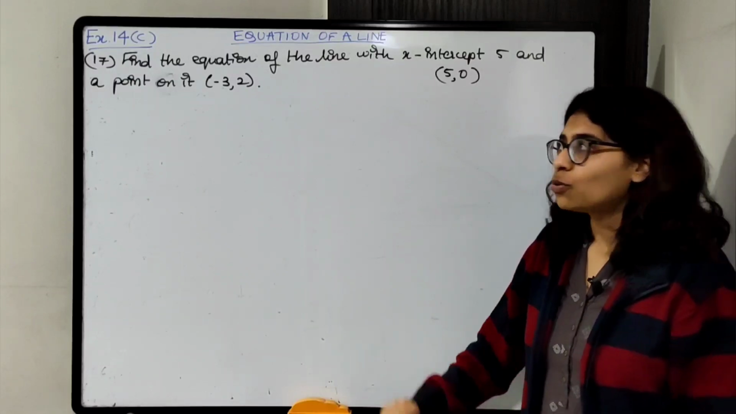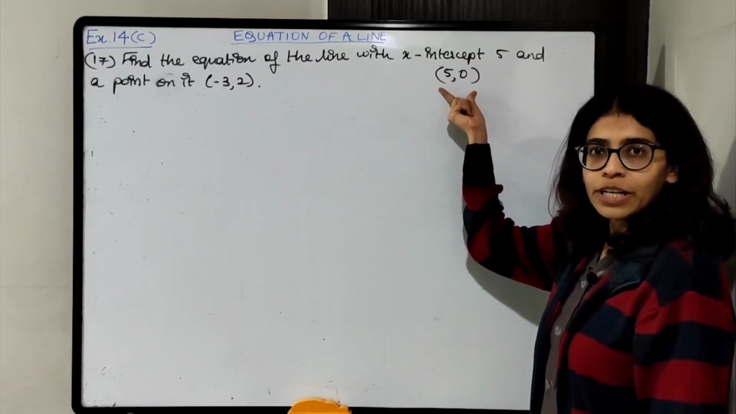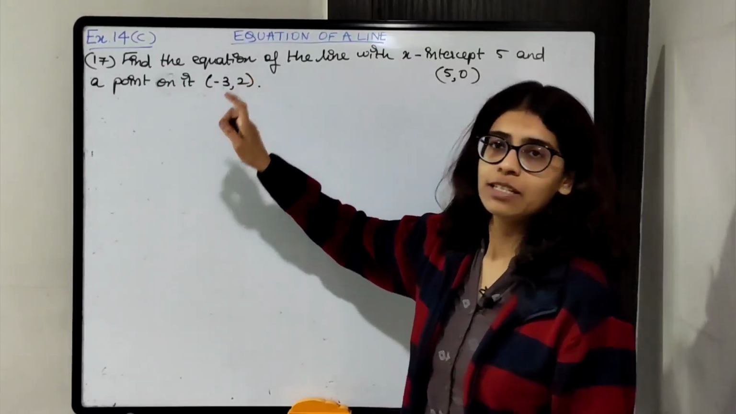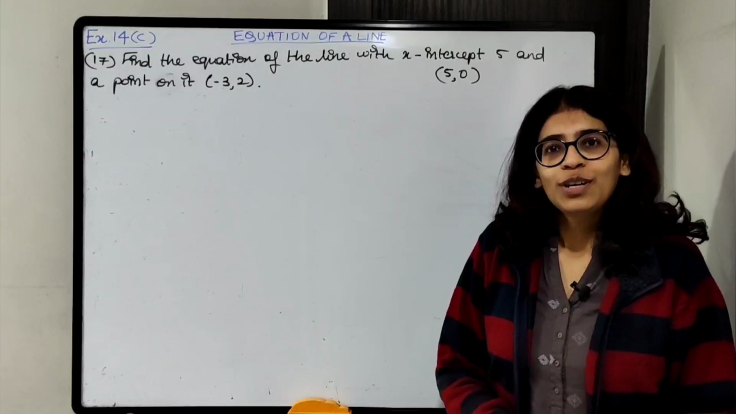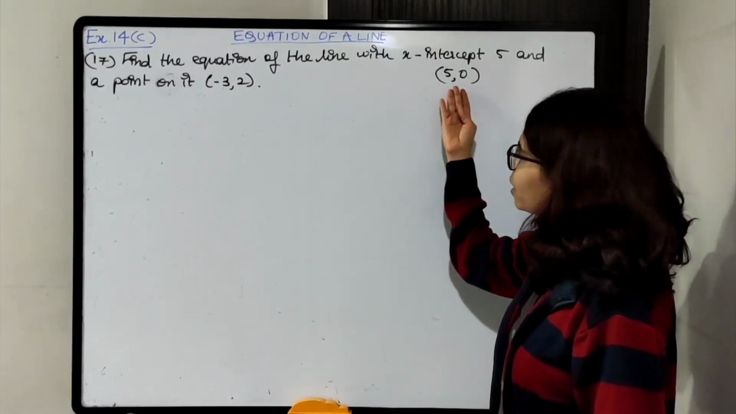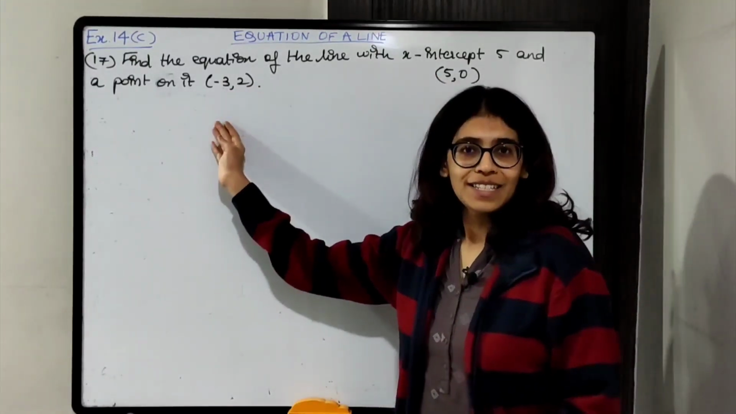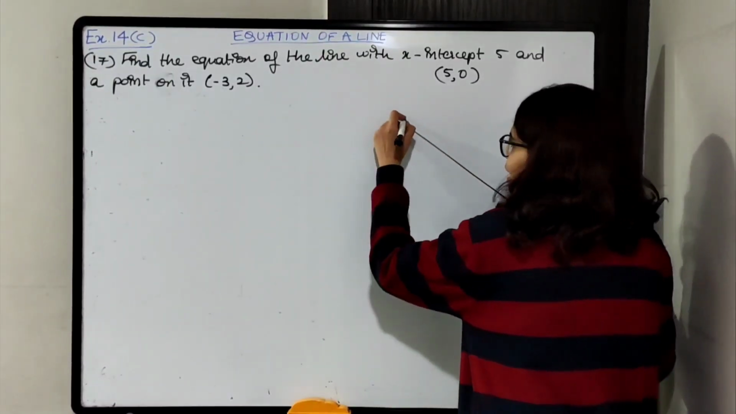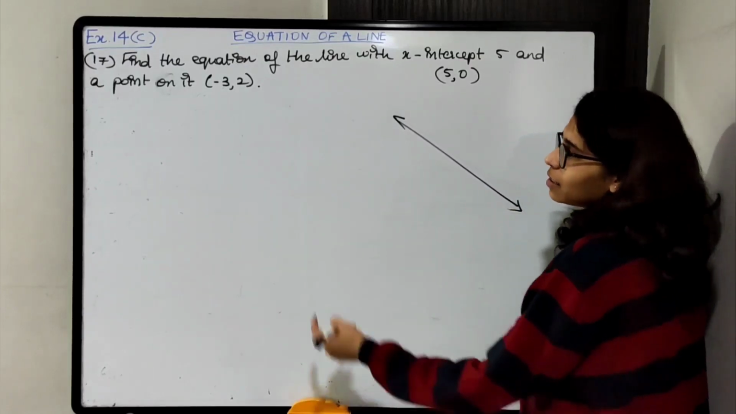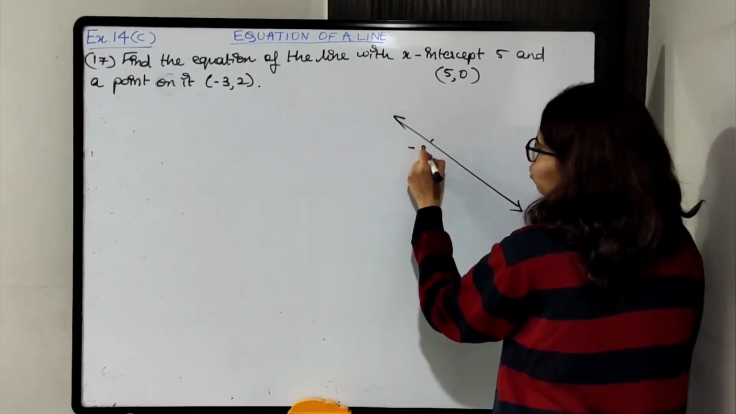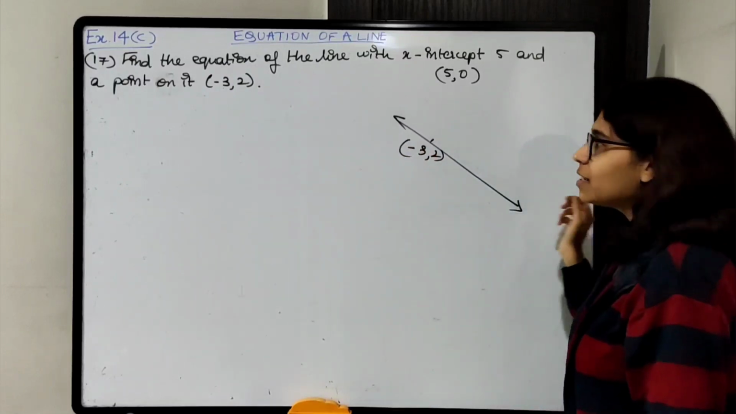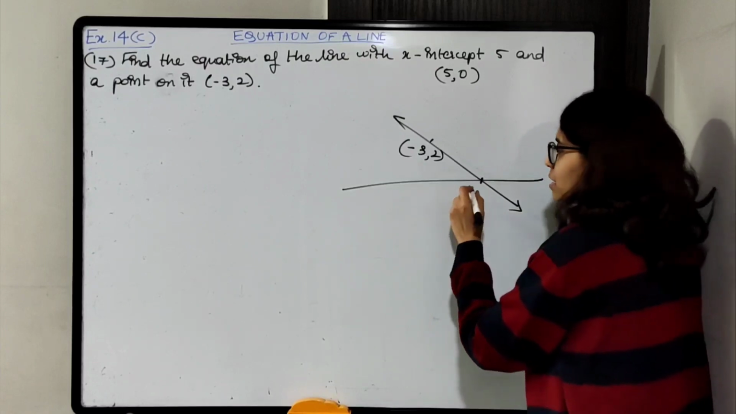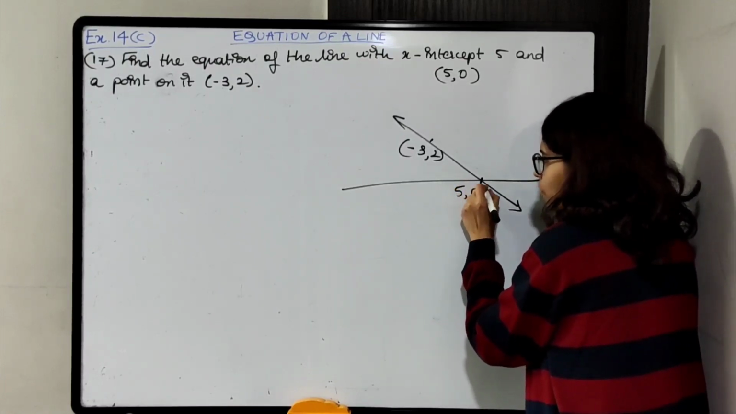Right? So the coordinates of one point are given which is lying on the line, and a point on it is minus 3, 2. So here you are given the coordinates of 2 points, okay, which are lying on the line. So there is a line and there is a point on it minus 3, 2, okay, and it is cutting the x-axis at 5, that is nothing but 5, 0.